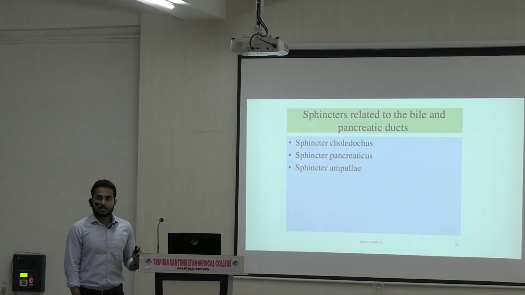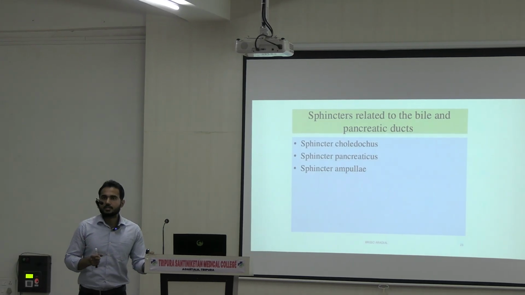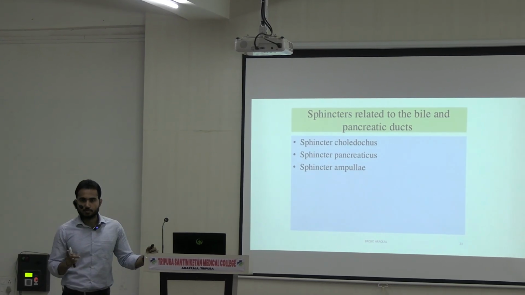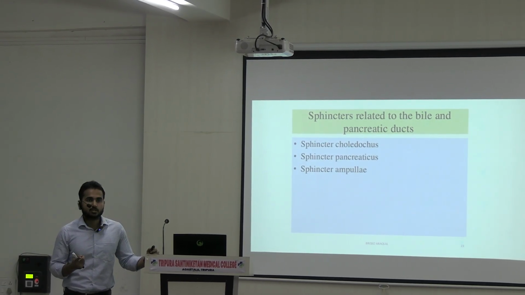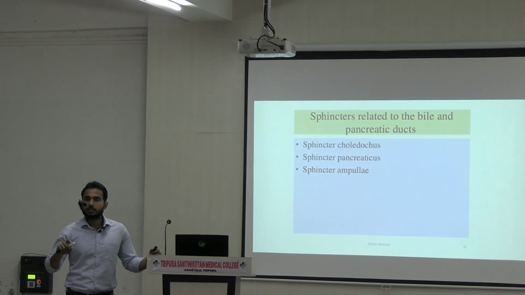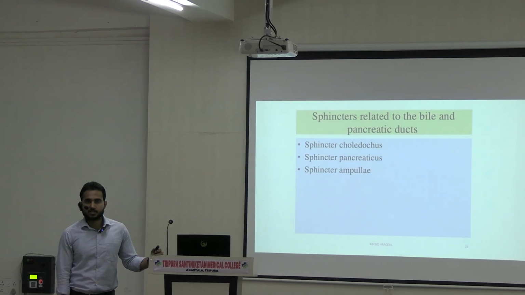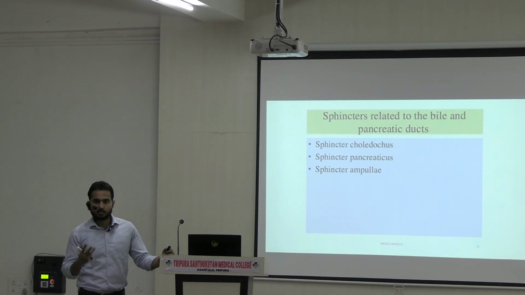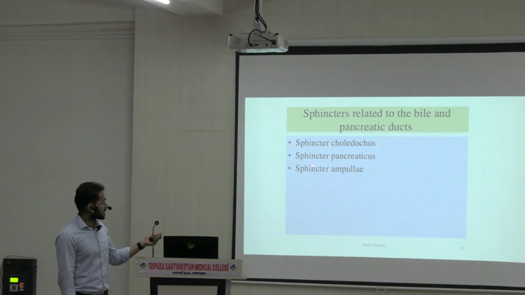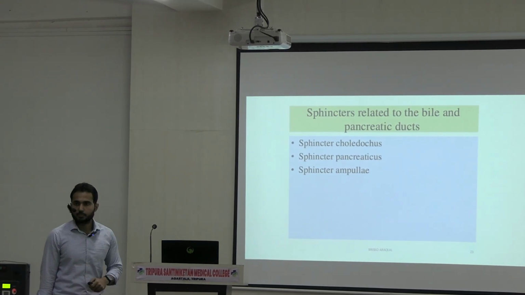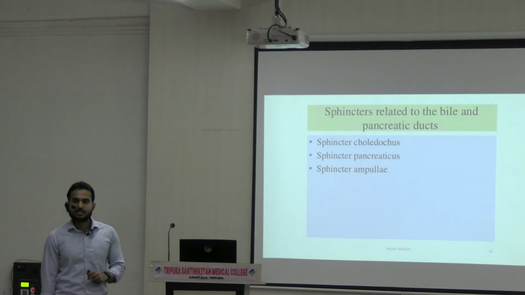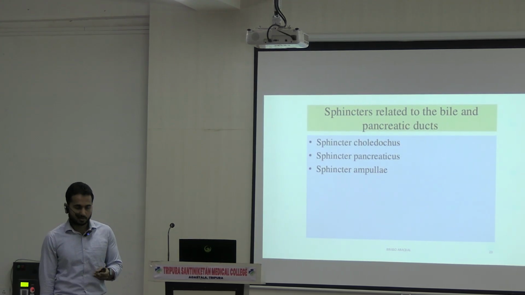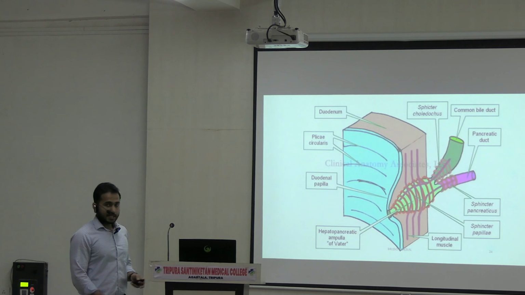Don't worry. Next, I have mentioned that sphincters are present. Do you remember the function of those sphincters? They control the flow of bile through the extrahepatic biliary system. Three sets of sphincters are there, as you can see: sphincter choledochus, sphincter pancreaticus, and sphincter ampullae. These are the three sets of sphincters present in the extrahepatic biliary system. Very important.